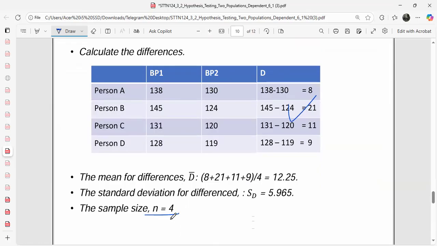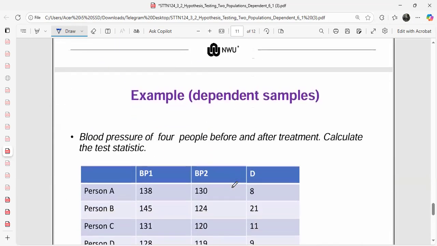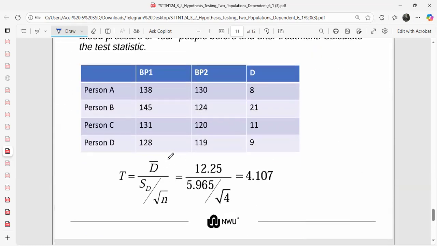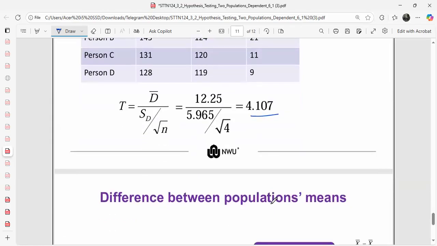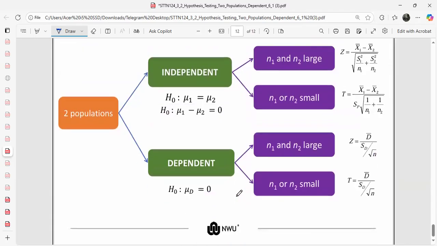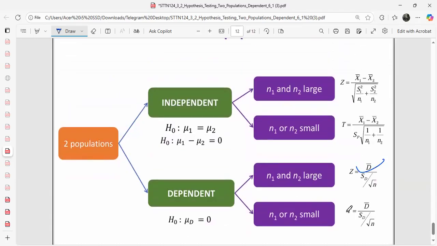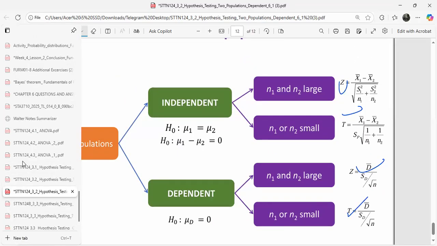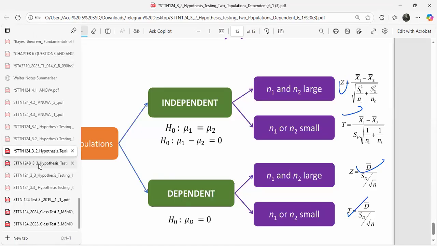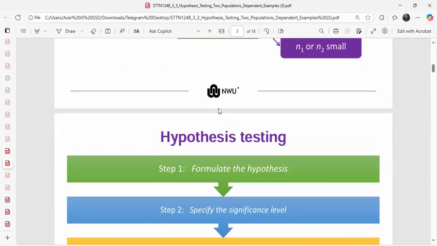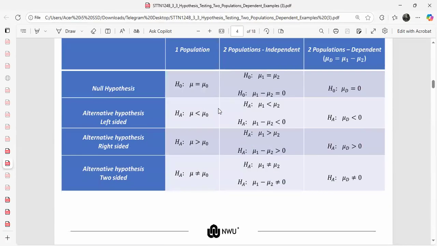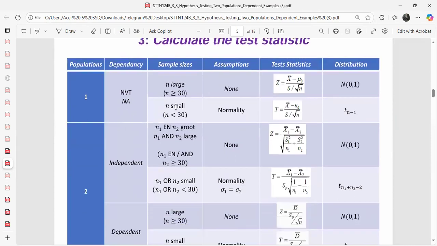Because this is less than 30, you're going to use t. So this is the method that they used. Use the t, then you get the test statistic. Okay, let's check. So now you know how they used these two formulas. You see, this one and this one. You saw it. Okay, it was 3.3. Let's check 3.3. I think it was this one here.